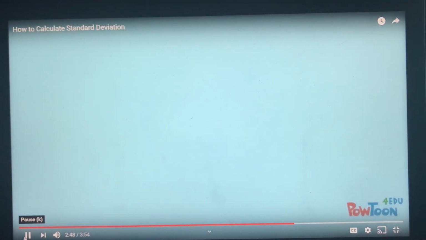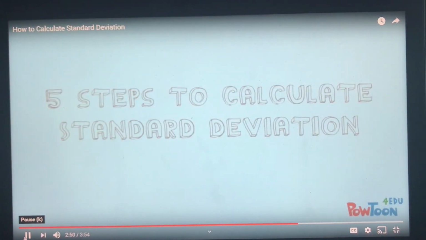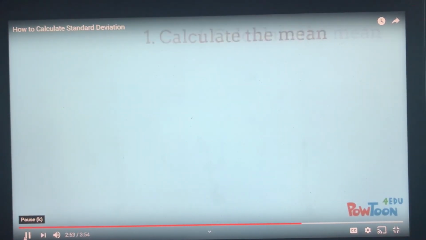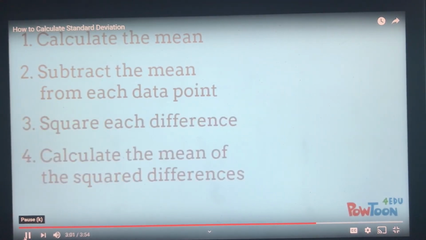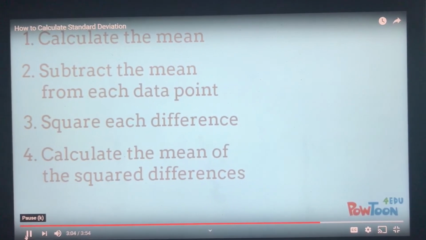To recap, these are the 5 steps for calculating standard deviation. Calculate the mean, subtract the mean from each data point, square each difference, calculate the mean of the squared differences, and take the square root.